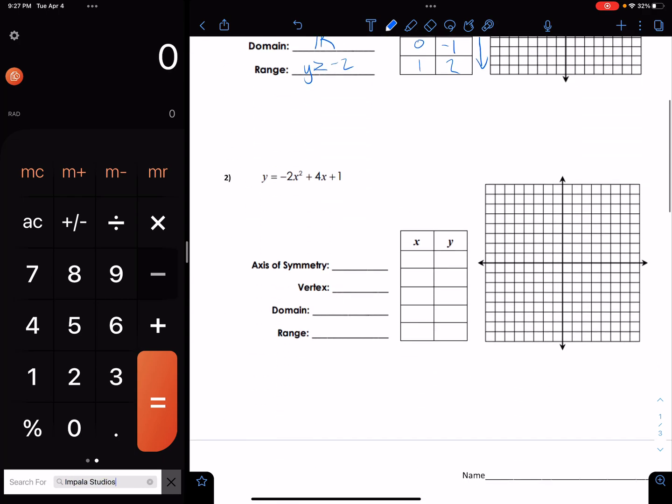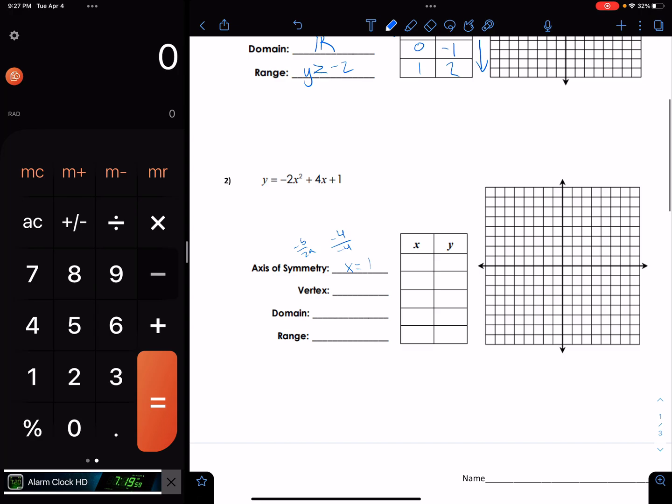Okay, on to the next one. So first thing, negative b over 2a. So I have negative 4 over negative 4. So x equals 1. So I plug it back in. So negative 2 times 1 squared. 1 squared is 1. So negative 2 times 1 is negative 2. Negative 2 plus 4 is 2. 2 plus 1 is 3. So I have 1 comma 3 for my vertex. And that goes here in the middle. I go up 2, 3.